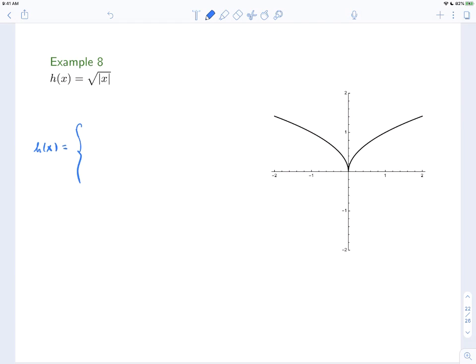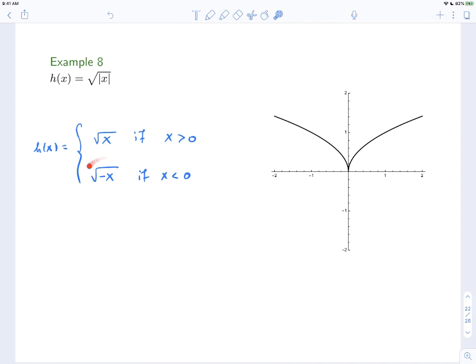So if x is positive, then you just get the same thing again. So it's the square root of x if x is positive. However, if x is negative, then this absolute value sign returns the opposite. So if x is negative, then the absolute value sign gives you the opposite of x. So it's radical opposite of x.